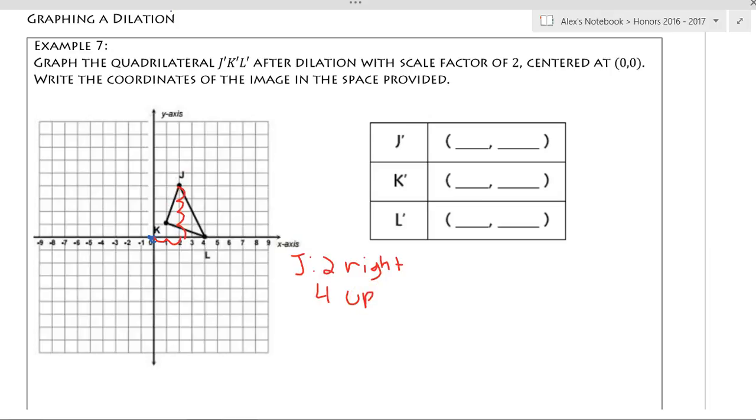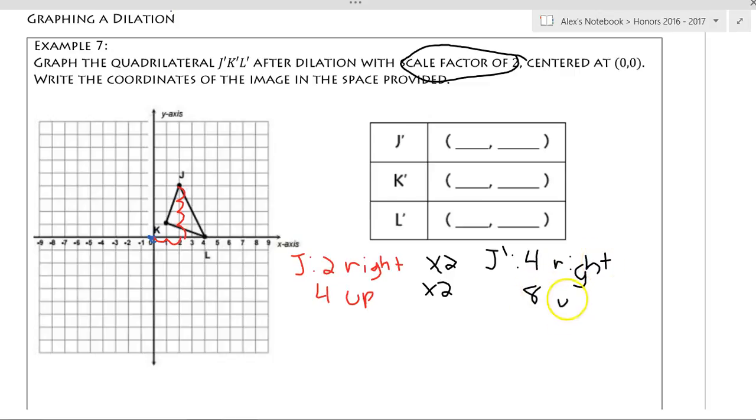J is 2 right and 4 up. Now I know my scale factor is 2, right? I have a scale factor of 2. What that means is I'm going to multiply these by 2 to get my new point, J prime. So J prime is then, 2 times 2 is 4 right from that center point, and then 8 up. Okay? So J prime is 4 right and 8 up. I just multiplied its distance by that scale factor.